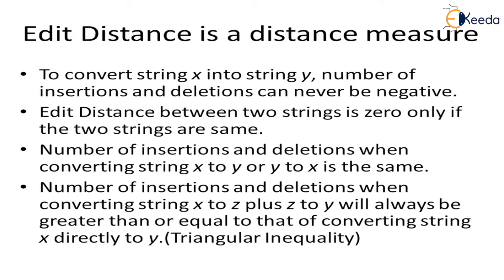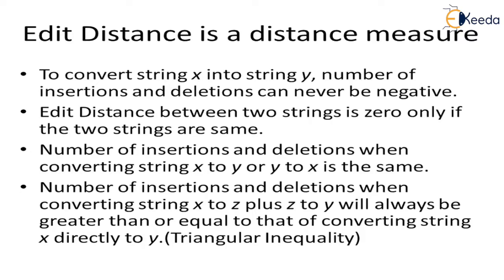The first axiom says that to convert string x into y, the number of insertions and deletions can never be negative. If you want to convert one string to another, you cannot say you need a negative number of changes. Either you need 0, if you are converting the same string to the same string, for example hello to hello, or else, from hello to jello, you need only 1. So definitely it cannot be negative.